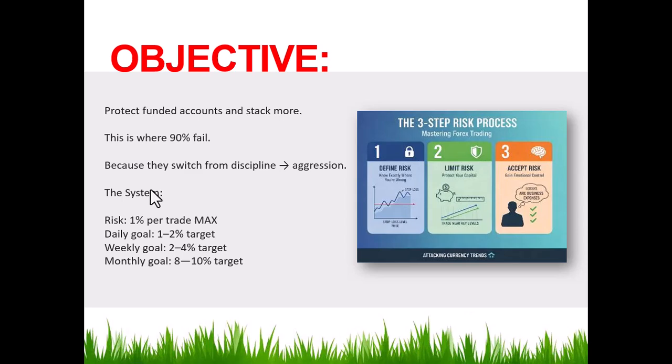So step two, you have to limit your risk. Like I explained just now, you have to limit your risk. Don't risk more than the risk percentage you've already defined. Don't risk more than that. Then number three step is for you to accept the risk. This is number three step here. Accept the risk.